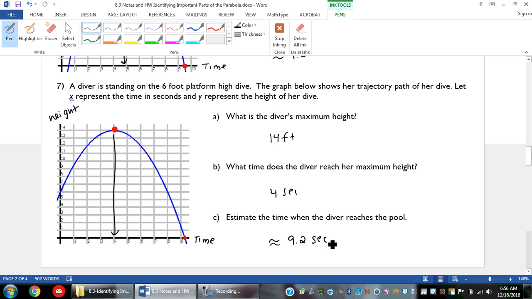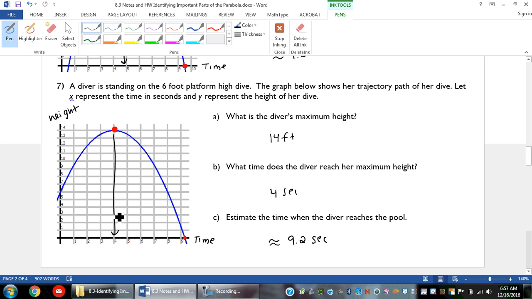All right, so here is my diver standing at the high board. Remember, when you're on a diving board, you jump up and then you come all the way down, and that's when right here you're hitting the pool. So on the ground, that's where the pool is. What is the max height? Well, the max height will be the y coordinate. It's about 14 feet.